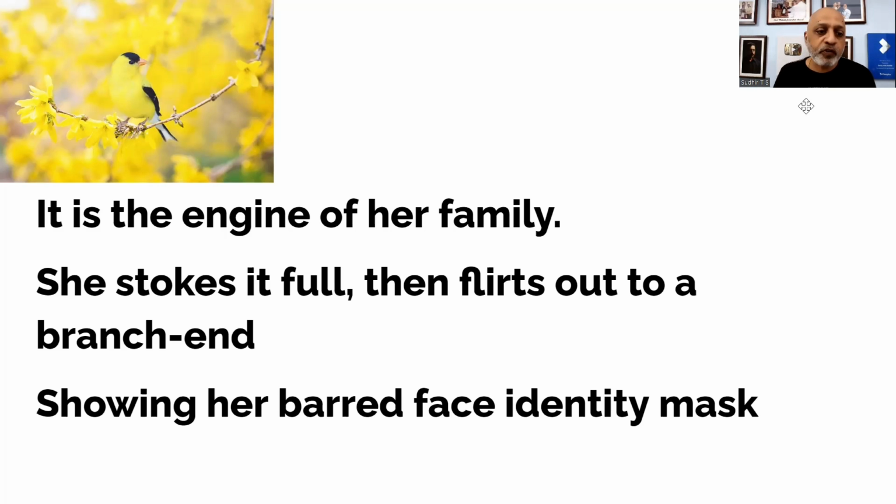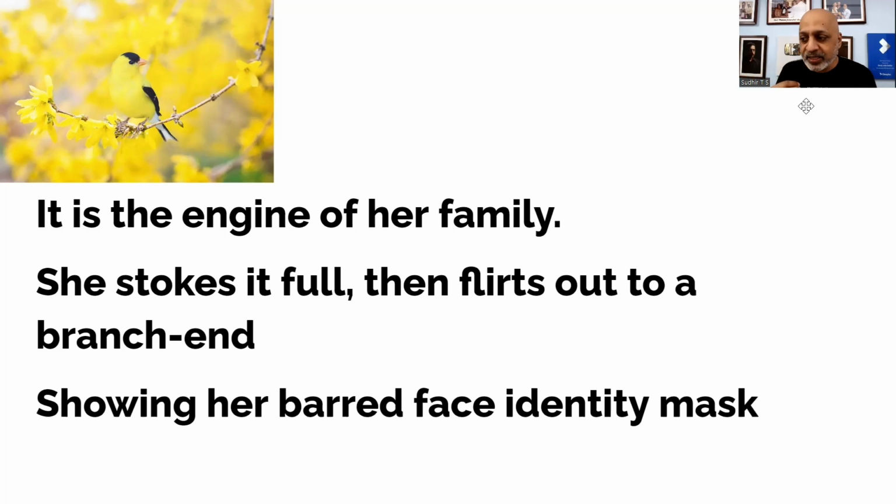It is the engine of her family. She stokes it full, then flirts out to a branch end, showing her barred face, identity mask. This line is important और मैं इसको अच्छी तरह से समझाऊंगा. Flirts out का मतलब है it is to convey movement out here. You know, it moves to a branch end.